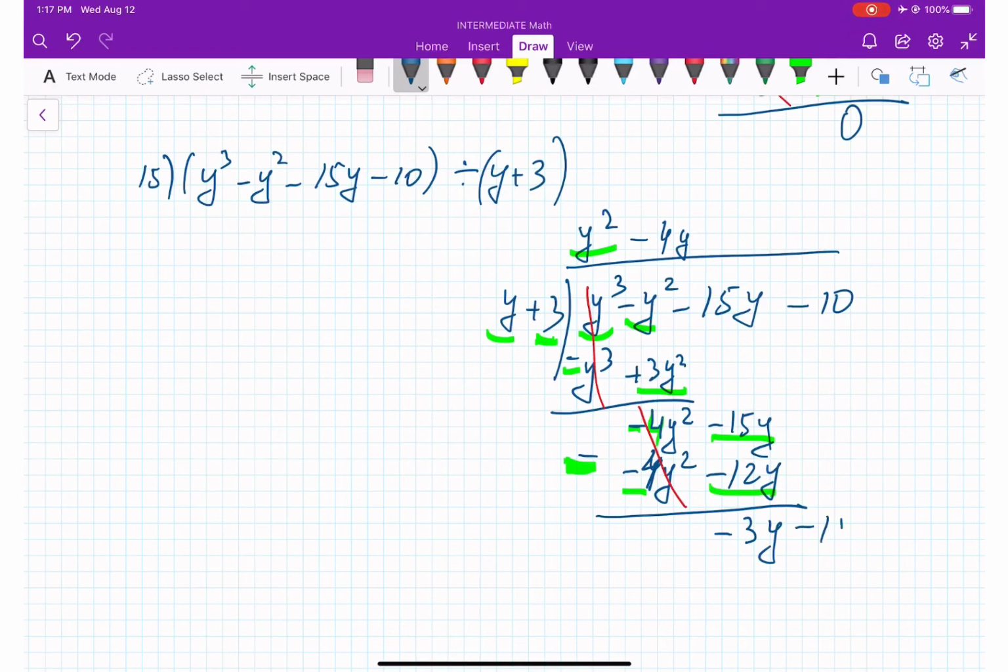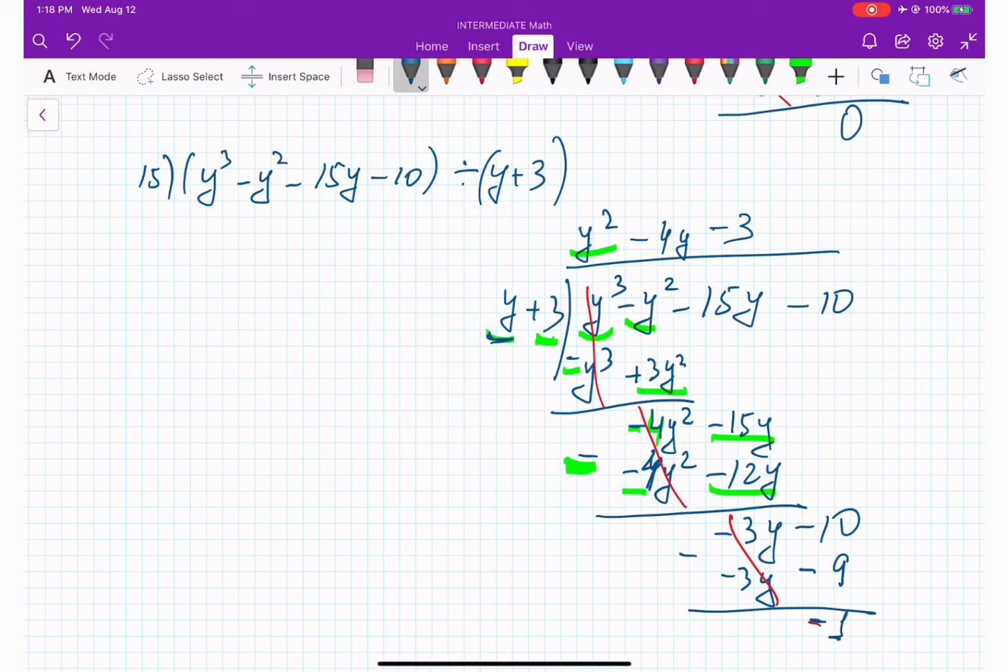Bringing down 10, negative 3y divided by this y is going to be negative 3. Negative 3 times y is going to be negative 3y. And negative 3 times 3 is going to be negative 9. Okay, so once we subtract, this is going to be gone. And negative 10 minus negative 9 will be negative 10 plus 9. It's going to be negative 1. So negative 1 is our remainder.